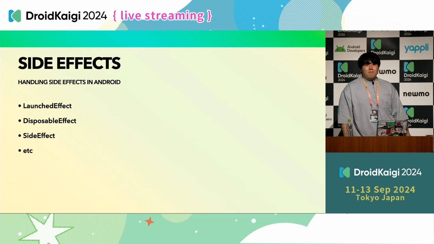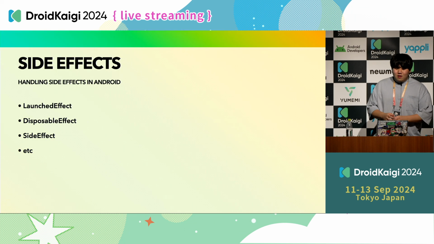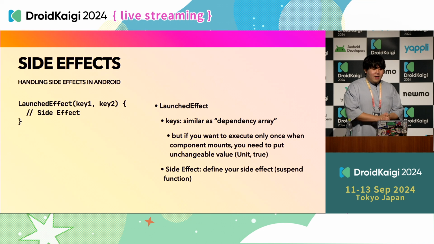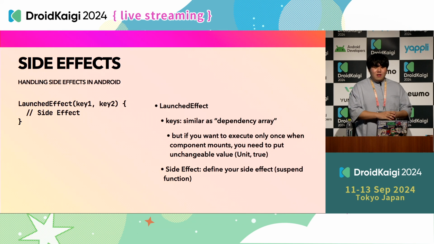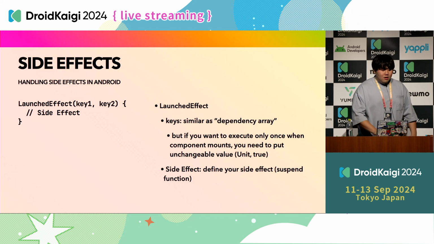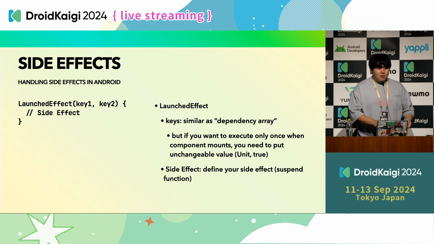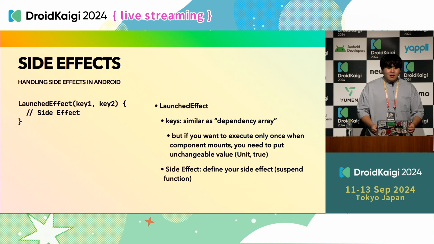Now, shifting back to Jetpack Compose, let's take a look at the use cases for these functions. LaunchedEffect is a handler that manages side effects based on the key value. These keys work similarly to the dependency array in useEffect. However, if you want the side effect to trigger when the component is mounted, you need to pass unchanging values like Unit or true as the key. The side effect callback behaves in the same way as the callback in useEffect.